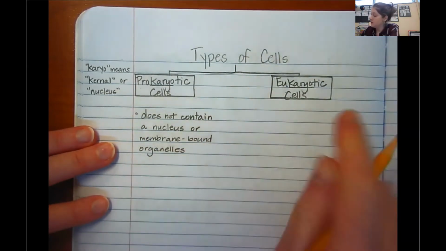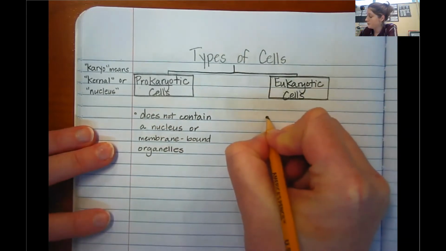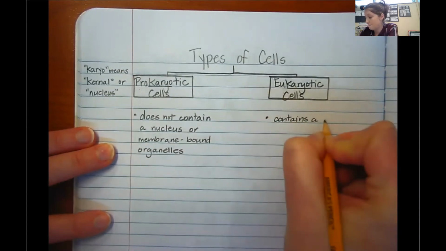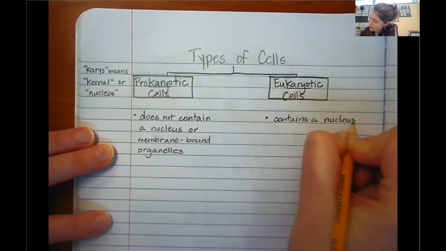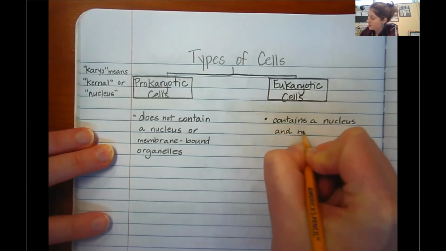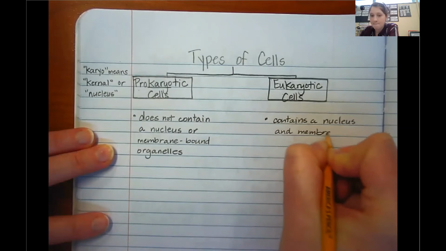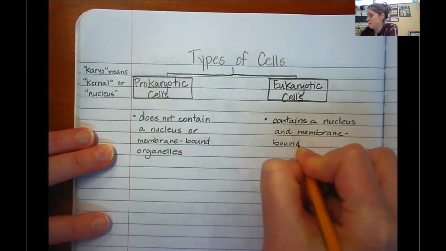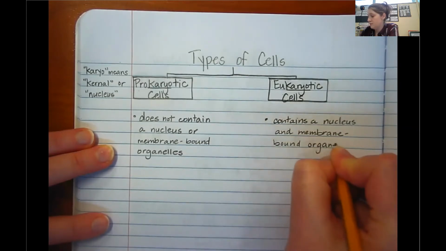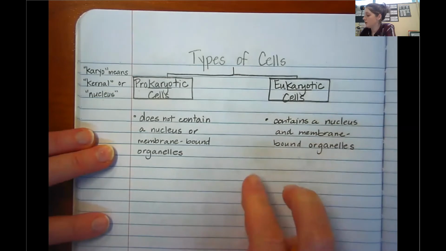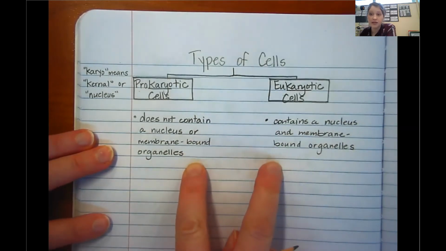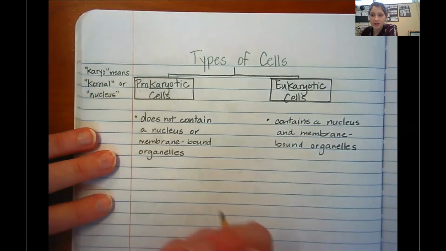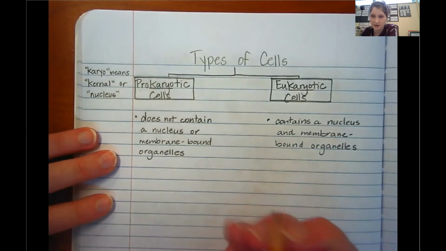Okay, this one on the other hand is the opposite. Contains a nucleus and membrane-bound organelles. So either a cell does or doesn't have a nucleus or membrane-bound organelles. That's the main distinguishing factor. I'm going to give other characteristics of each of these, but the primary definition is this.